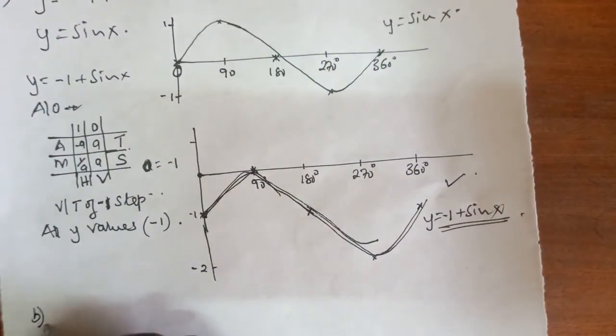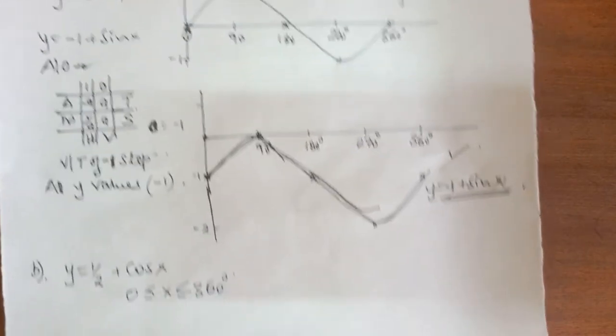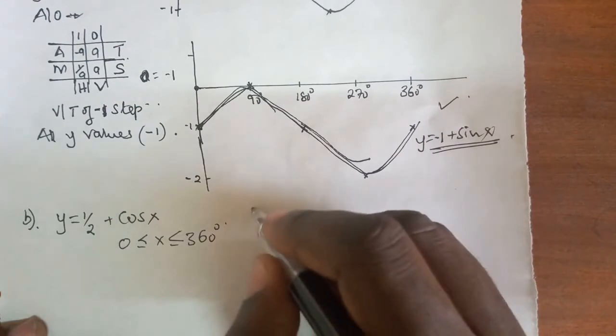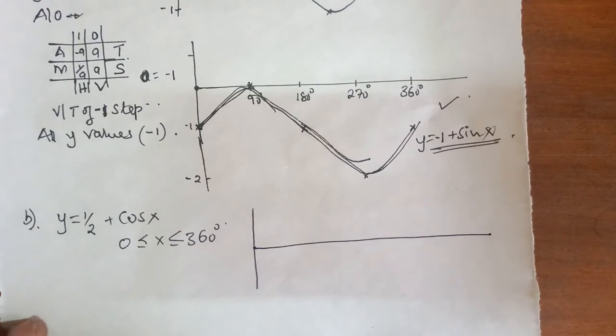Let's get to part B of the question. We are looking at y equals a half plus the cosine of x, in the range from 0 all the way to 360 degrees. This one is generated from the general graph of y equals cosine of x. Let's just have it here: y equals cosine of x.